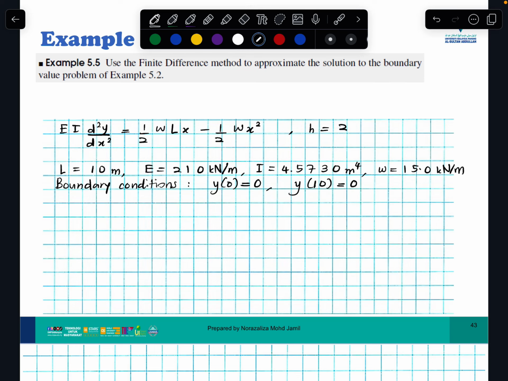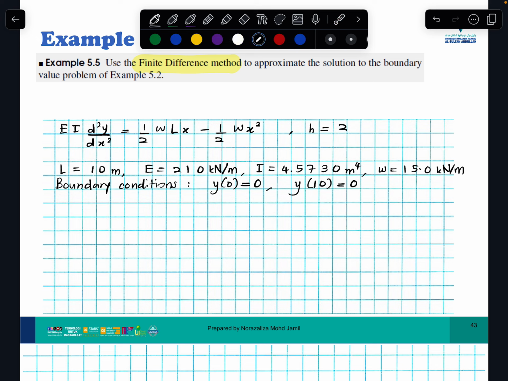Example 5.5. Using the finite difference method to approximate the solution to the boundary value problem of example 5.2 from the book. So the question involves EI d2y/dx² equal to 1/2 wLx minus 1/2 wx², and the step size is given h equal to 2, for L equals 10 meters, E, I, W given values here, and the boundary conditions y(0) = 0 and y(10) = 0.